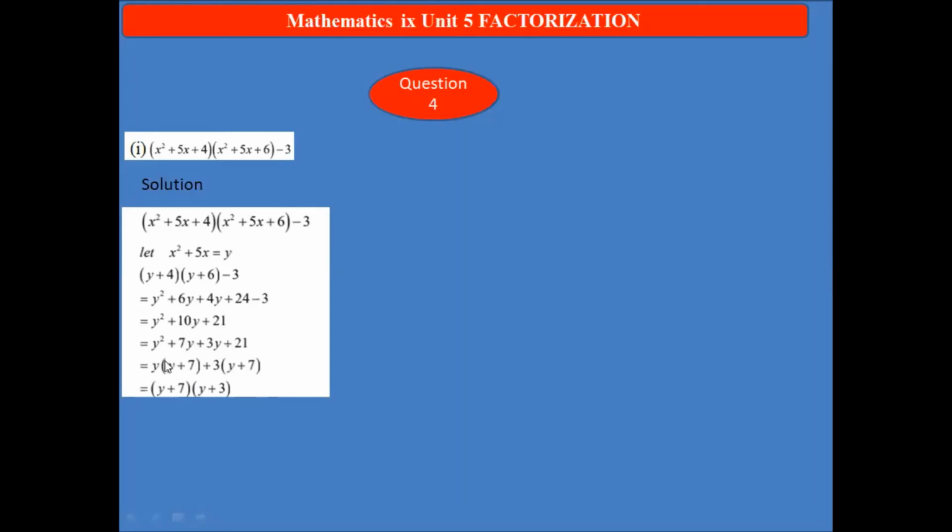From the first two terms, we can take y as common. So we are left with y plus 7, and from the last two terms, we can take 3 as common. So we have y plus 7. So y plus 7 is common, and we are left with y plus 3. Now this is in terms of y. The question is given in terms of x. So we have to replace y with x square plus 5x. So replacing the value of y, we have x square plus 5x plus 7 and x square plus 5x plus 3.